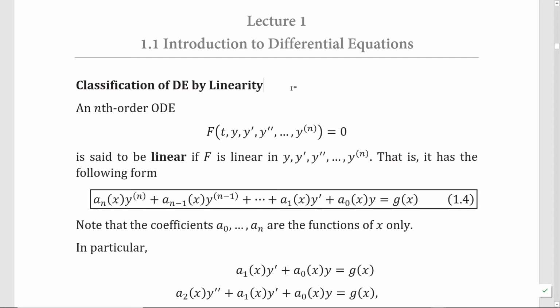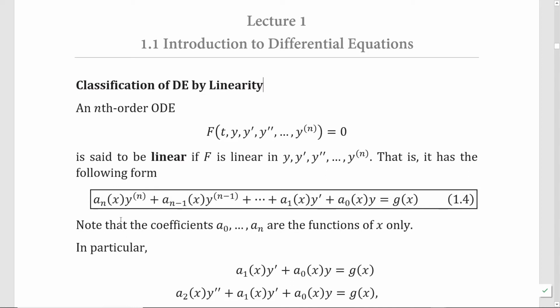Classification of differential equation by linearity. An nth order ordinary differential equation is said to be linear if f is linear in the dependent variable y and all its derivatives up to the order of n. That is, it has the following form as shown in the box.